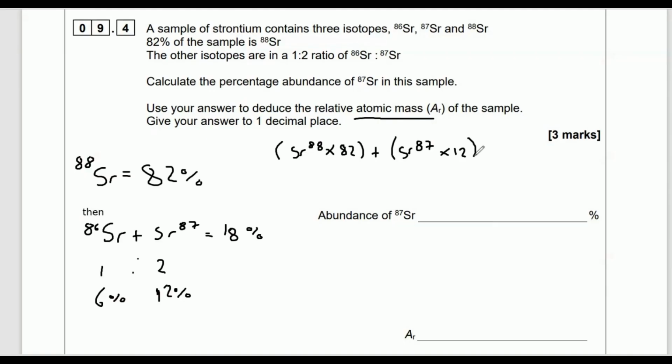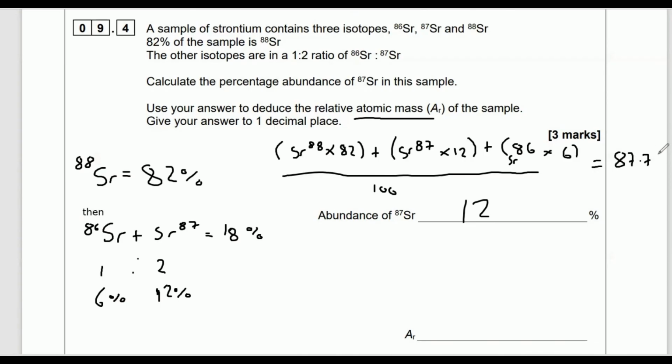So 88 times 82 plus 87 times 12 plus we want 86 times 6. Let me just write our abundance, 12% there for 87 in the right place. There we go. Well, that was the first mark we needed. So now we're going to do 86, just squeezing it in here around these 3 marks, times 6, and we want to divide that all by 100. That is going to give us our final answer of 87.76. And then we round that, as it says, to 1 decimal place. You'll lose a mark if you don't, and you get 87.8.